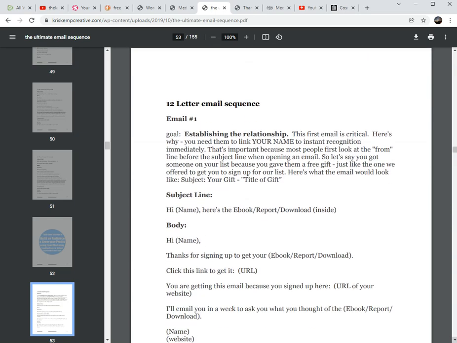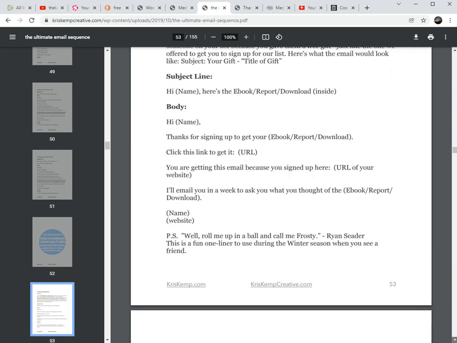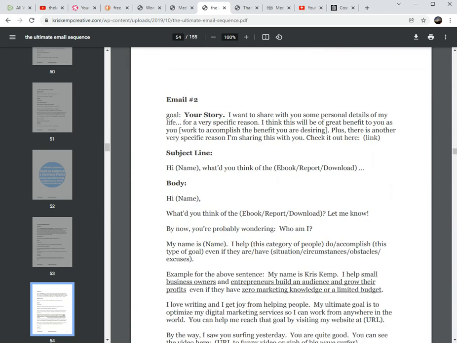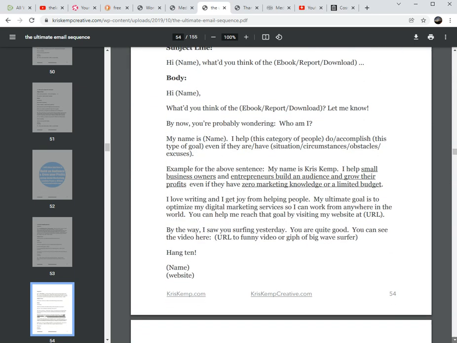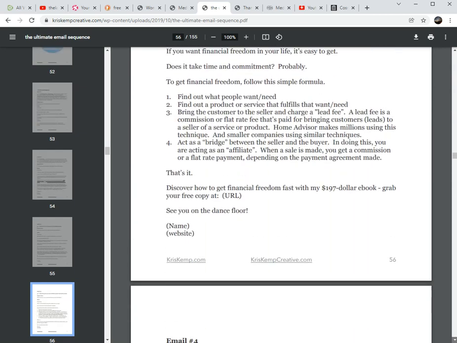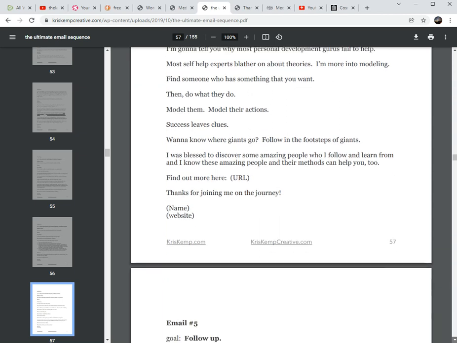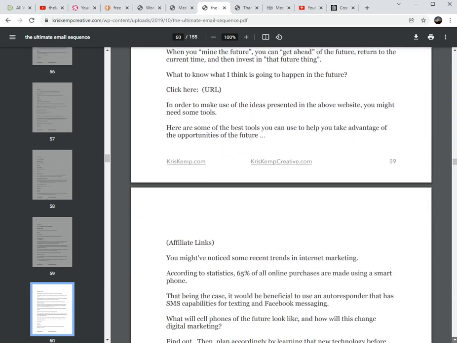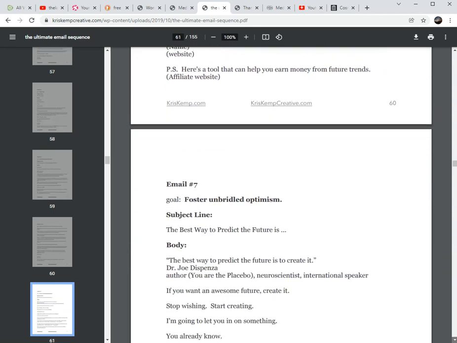So on page 53 of the Ultimate Email Marketing Sequence Template Blueprint, here's a 12-letter email sequence. And this kind of goes into depth. So over the 12-letter email sequence, you're going to go into depth of who you are, and the product or service you're selling, and how it can help the reader. And it's a kind of in-depth sequence, so we're not going to go over it, but you can read it in the Ultimate Email Marketing Sequence Template Blueprint.